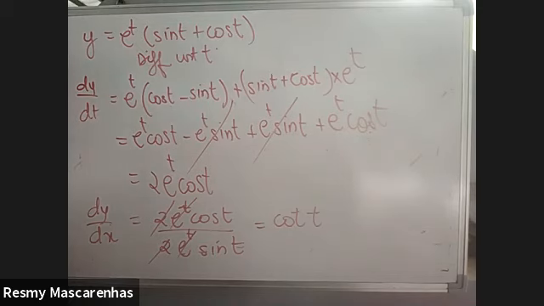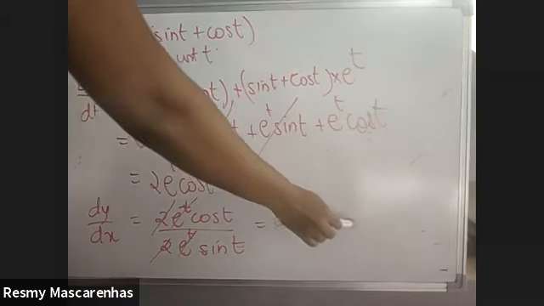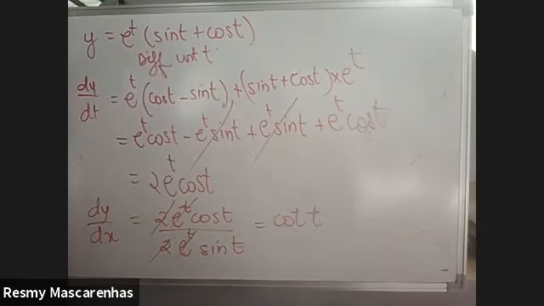Now differentiate with respect to x. So what will happen? Derivative of cot t will be minus cosec square t into dt upon dx. And then substitute the value of dt upon dx. Make dx upon dt upside down and put it on the right.